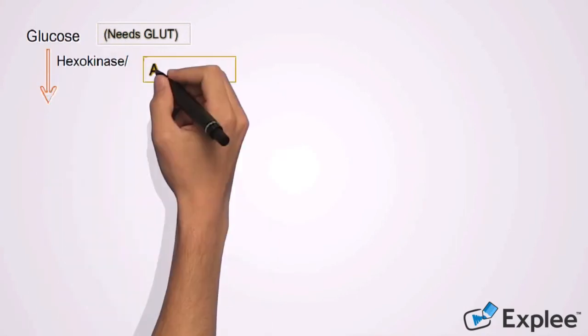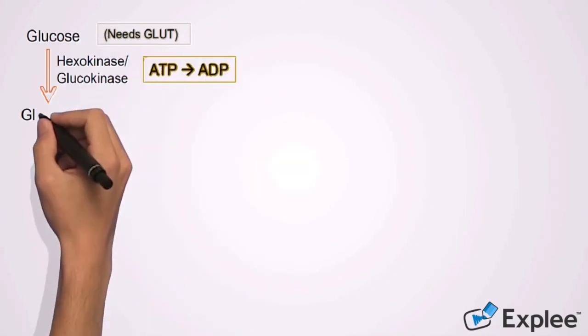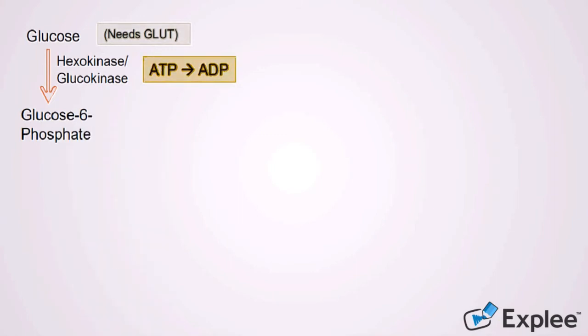To start with, glucose will enter the RBC without energy expenditure with the help of the transmembrane protein GLUT1. Once it is inside, the first phase of glycolysis will start, where glucose will use the enzyme hexokinase or glucokinase and will produce glucose-6-phosphate, where ATP is first used.